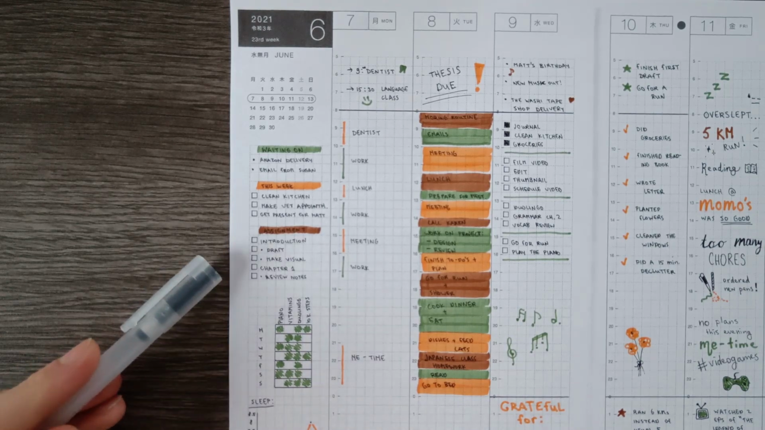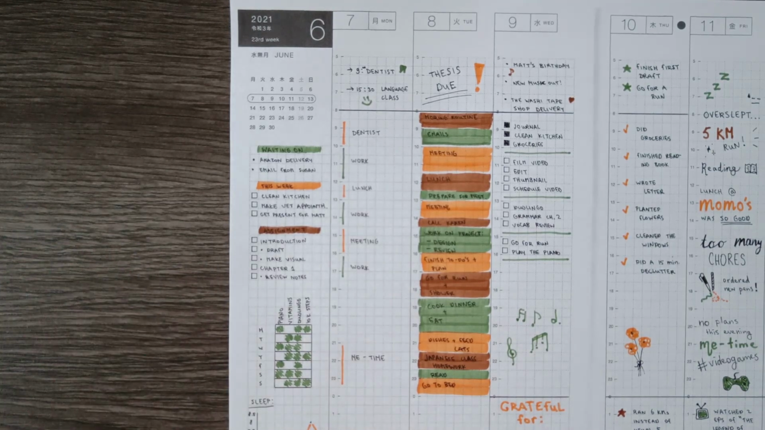Idea number 7 is to break down a bigger project into smaller tasks. A common pitfall when planning your day is to write down a project as though it were a task.